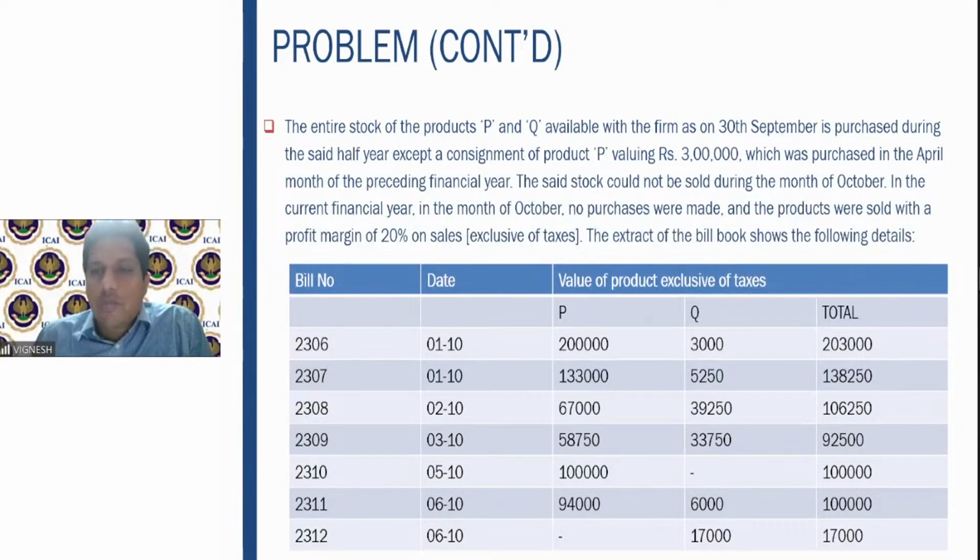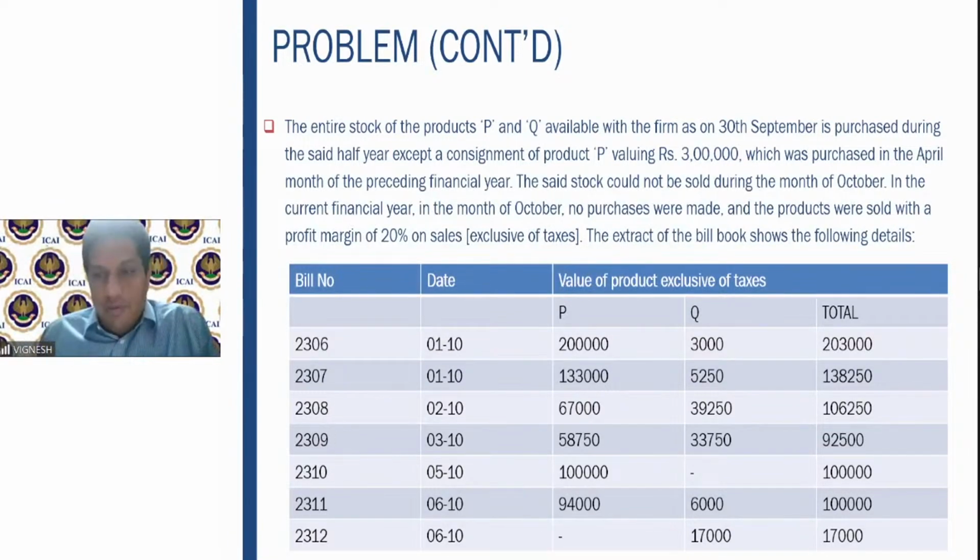The said stock could not be sold in the month of October. In the current financial year, in the month of October, no purchases were made, and the products were sold with a profit margin of 20% on sales. So here you also have to work out the cost, because he's telling about the profit margin.